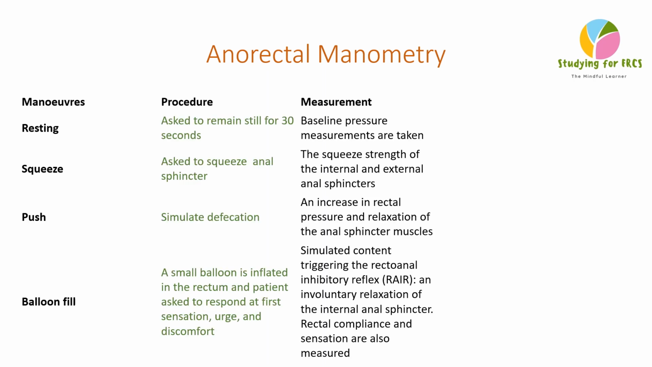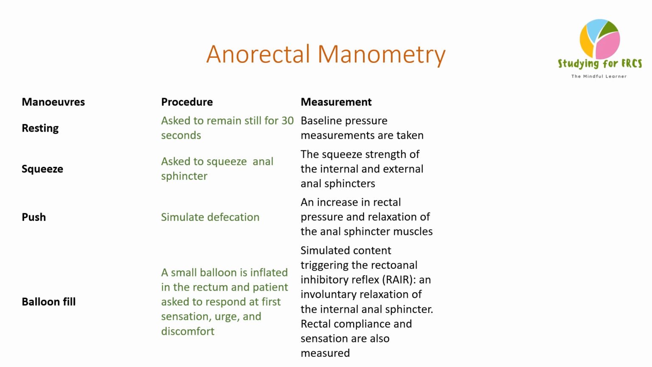So what are the findings we expect? In EUS of the anal canal, we might see a sphincter defect. It is important to identify the degree of the sphincter defect, whether it is more than 90 degrees or less than 90 degrees. In anorectal manometry, this is what most people find confusing, especially examinees.